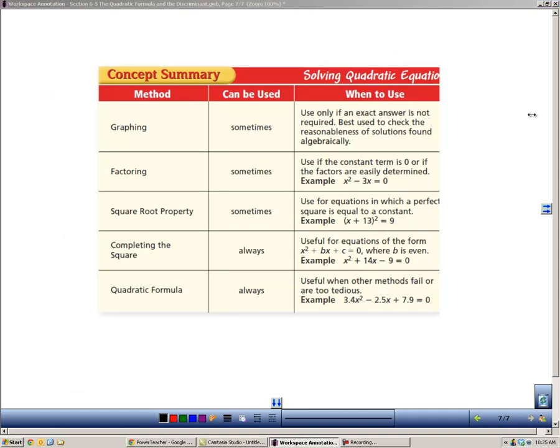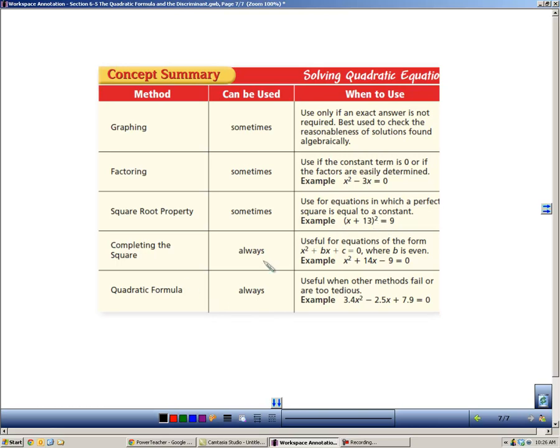So now that we've learned all the different ways to solve a quadratic equation, here's a summary table of when to use each method and why. Graphing is not something you'll want to use all the time. It's not very exact. It's a good way to check the reasonableness of solutions, but typically algebra is a better method. All these other methods are using algebra. Now factoring you'll want to use sometimes if the constant term is 0, or if the factors are easy to find. The square root property is good when you have a perfect square trinomial that can be factored.